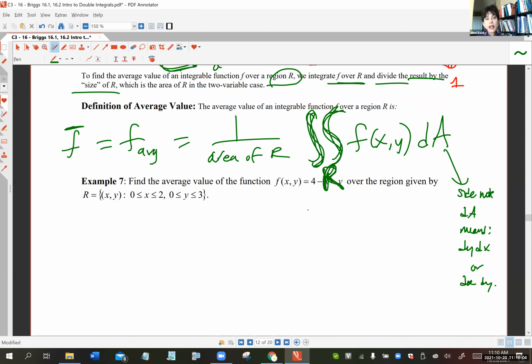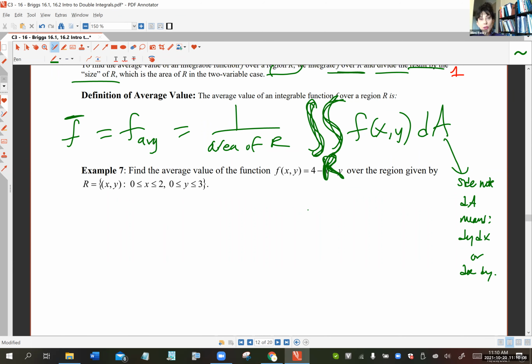Okay, now let's actually do one average value problem, and then we're going to move on to improper iterated integrals, and then we're going to finally get to double integrals and volume. Yeah, big day today. I'm going to do it all.